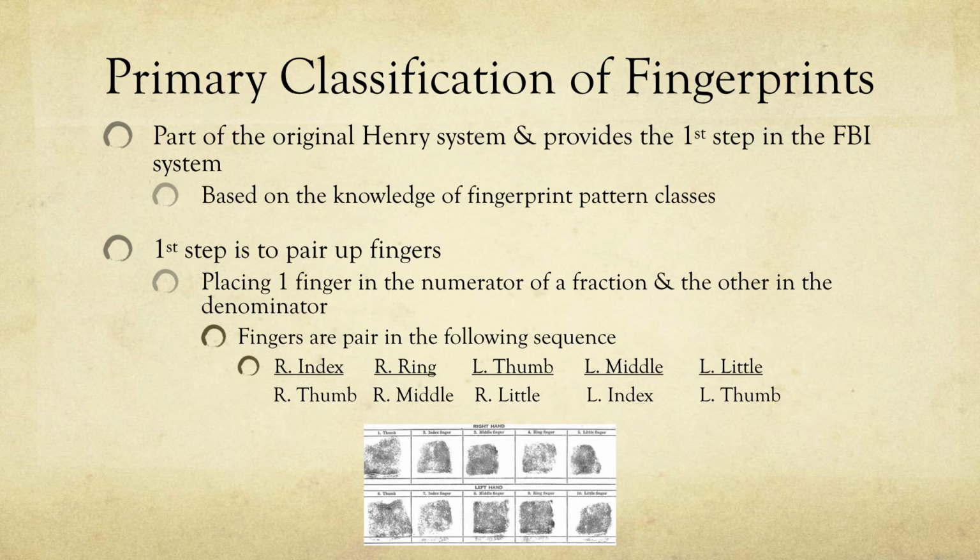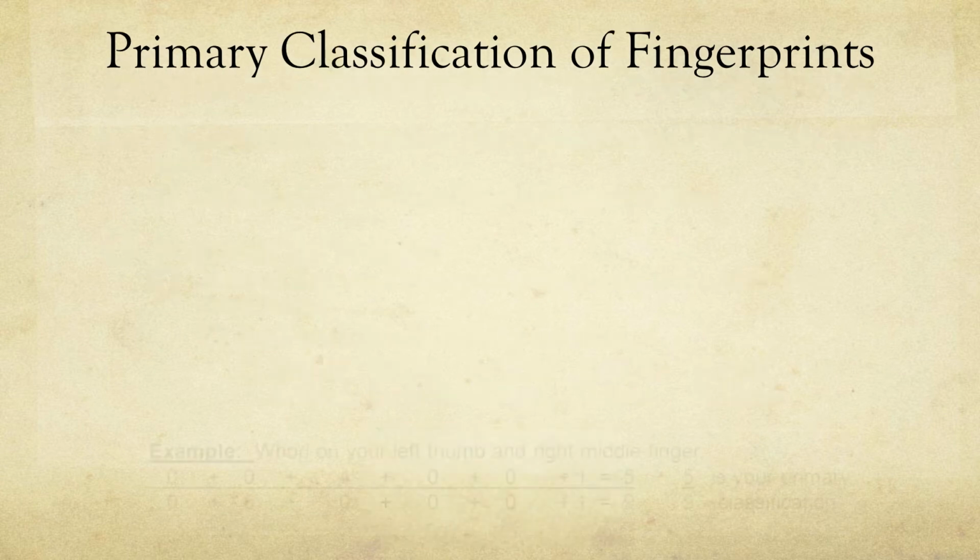So the first step is to pair up the fingers, placing one finger in the numerator of the fraction and the other in the denominator. The fingers are paired as follows. The right index is paired with the right thumb, the right ring with the right middle, left thumb, right little finger, left middle, left index, left little, left thumb.